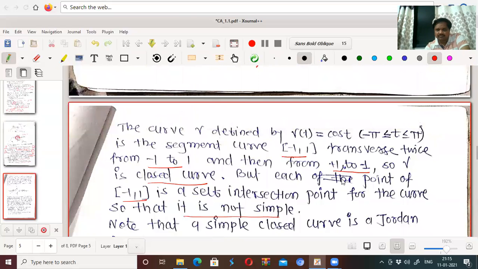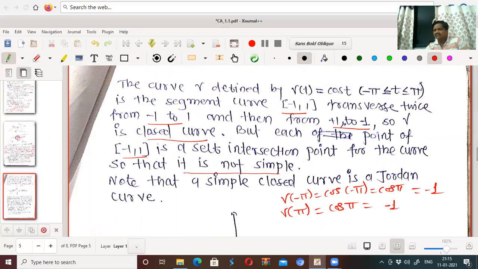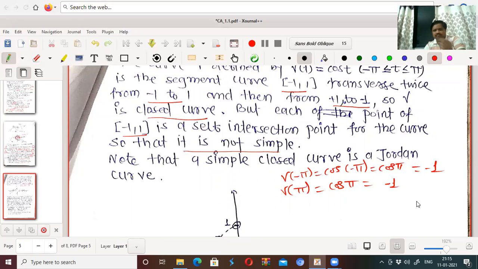For example, gamma t equal to cos t. So what is gamma at minus pi? Equal to cos of minus pi, which is the same as cos pi, equal to minus 1. And what is gamma at plus pi? It is equal to cos of pi, which is the same as minus 1. Cos of minus pi and cos of pi are both minus 1.